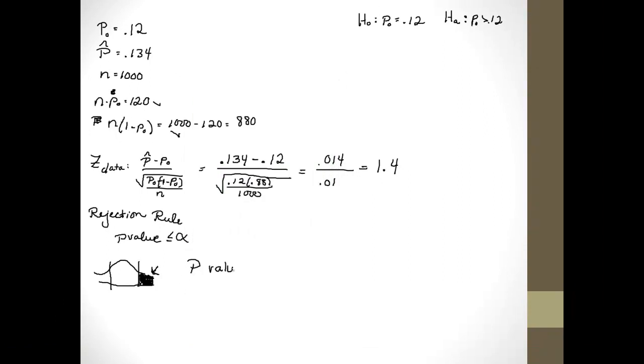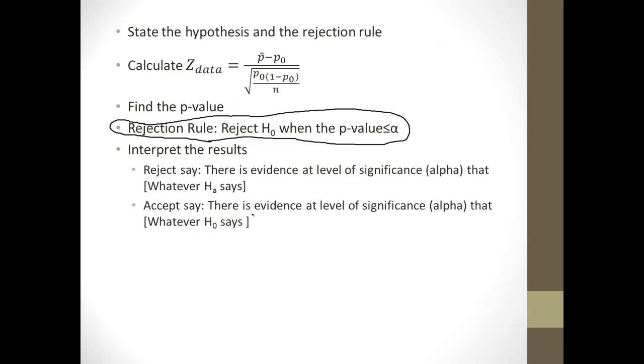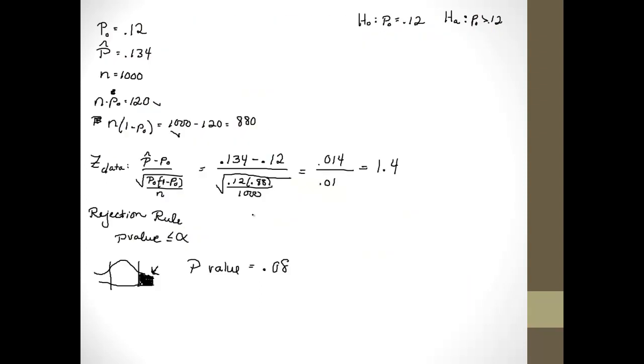P-value equals 0.08. Rejection rule: is the p-value less than or equal to alpha? I don't remember what our alpha was. Alpha was 0.05. 0.08 is not less than or equal to our alpha, and therefore we are going to accept the null hypothesis, and we say there is, at level of significance 0.05, that our population proportion is still 0.12. Hopefully that helps, and good luck and happy homeworking.